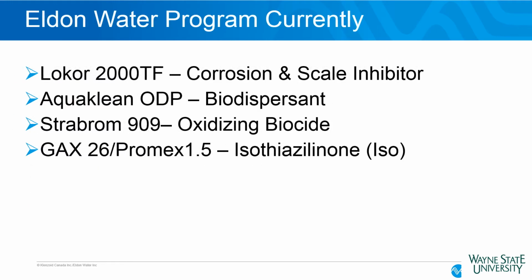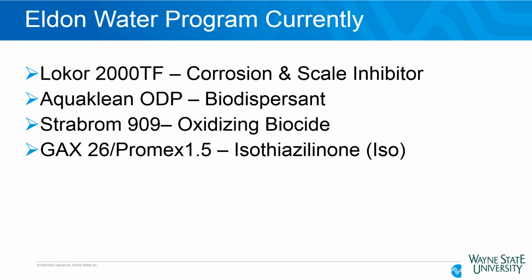So how are we currently addressing this from a chemical standpoint? These are the Lo-Cor 2000 TF and the other 2000 series. Those are your corrosion and scale inhibitors. AquaClean ODP is a biodispersant to make sure that your Sta-Brom 909, your oxidizing biocide, can work better. And then last year we introduced a non-oxidizing biocide, GAX 26 or Promax 1.5. It's called isothiazolinone. I'm going to refer to it as ISO because that is quite a mouthful.